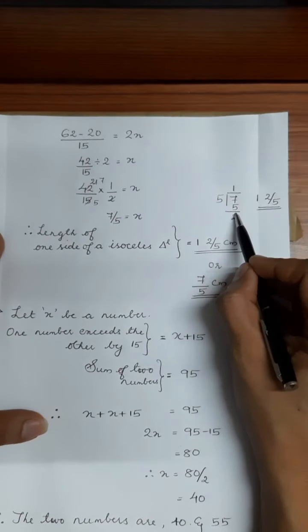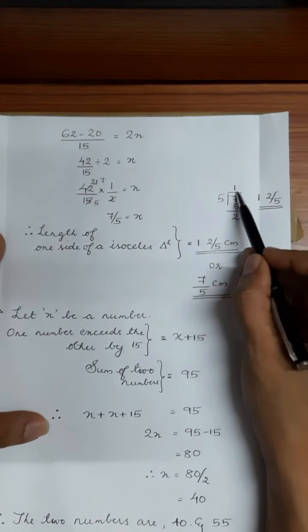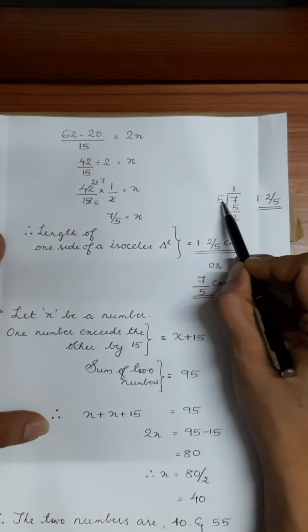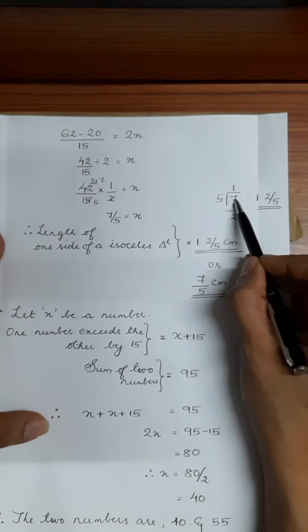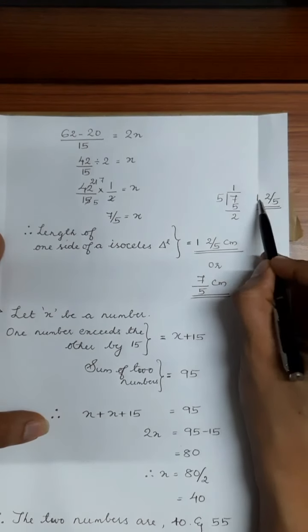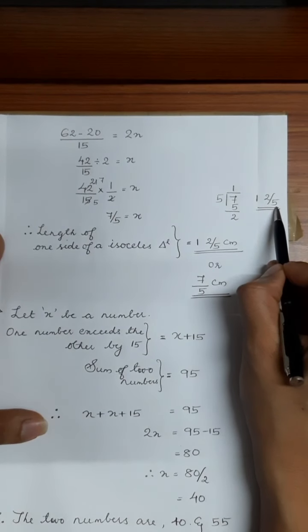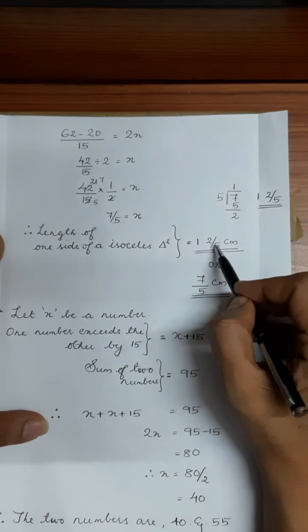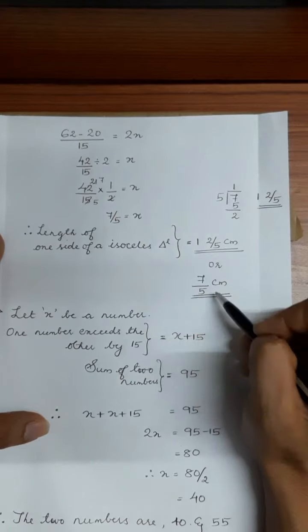While converting into a mixed fraction, how do we need to write? We need to divide 7 by 5. So 1 5s are 5. Subtracting 5 from 7, we will be getting 2. So in the case of a mixed fraction, we will be getting 1 into 2 by 5. Okay, so we got 1 into 2 by 5 centimeter or 7 by 5 centimeter.